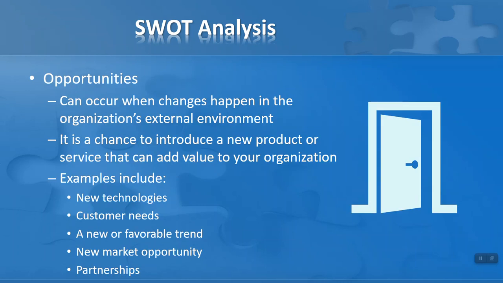And then we want to take a look at opportunities, and these are very much external opportunities. And these can occur when changes happen outside our organization, in our external environment. For example, it could be a chance to introduce a new product or service that can add value to your organization. So another company might be producing some, for example, software that might make our job a little bit easier. So some examples here could be new or different technologies, needs from our customers might also be an opportunity, a new or a favorable trend or fashion, new market opportunity, or perhaps a possibility of a partnership with another organization.